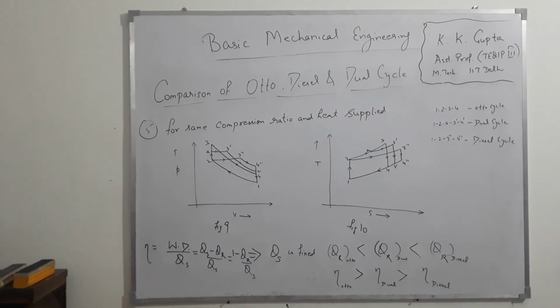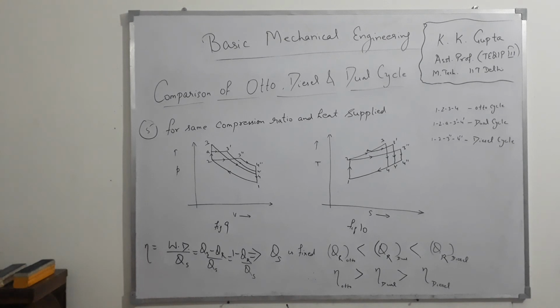Now the fifth parameter for comparison is compression ratio and heat supplied is same for all the 3 cycles, Otto, diesel and dual cycles, and we have to check the efficiency relation for all the 3 cycles. Figure 9 is showing pressure volume diagram. Figure 10 is showing temperature entropy diagram for the given conditions. Cycle 1, 2, 3, 4 is Otto cycle. 1, 2, A, 3 dash, 4 dash is dual cycle. 1, 2, 3 double dash, 4 double dash is diesel cycle.